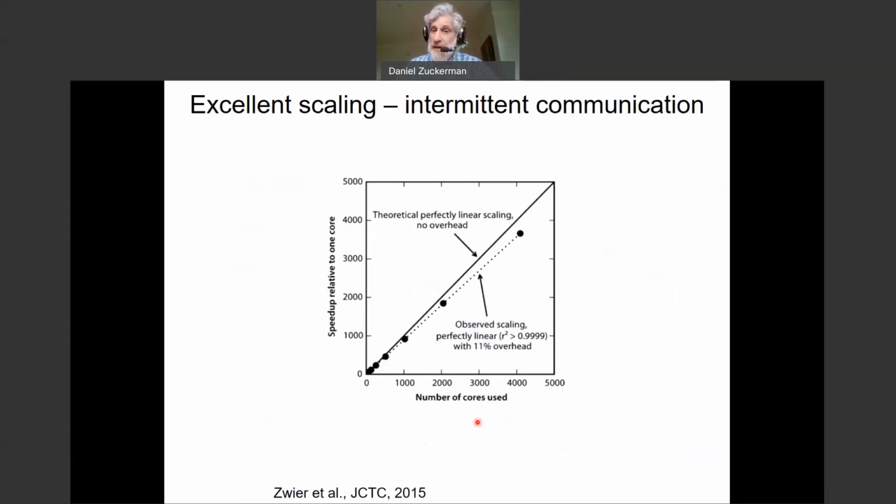Now, it's also a highly parallel method, and it's been used with many cores and different systems. Here's just a scaling plot to show you it's got this perfectly linear scaling, and the reason is that there's just intermittent communication. Essentially, you're running the dynamic simulations, and then only occasionally are the simulations talking to one another.